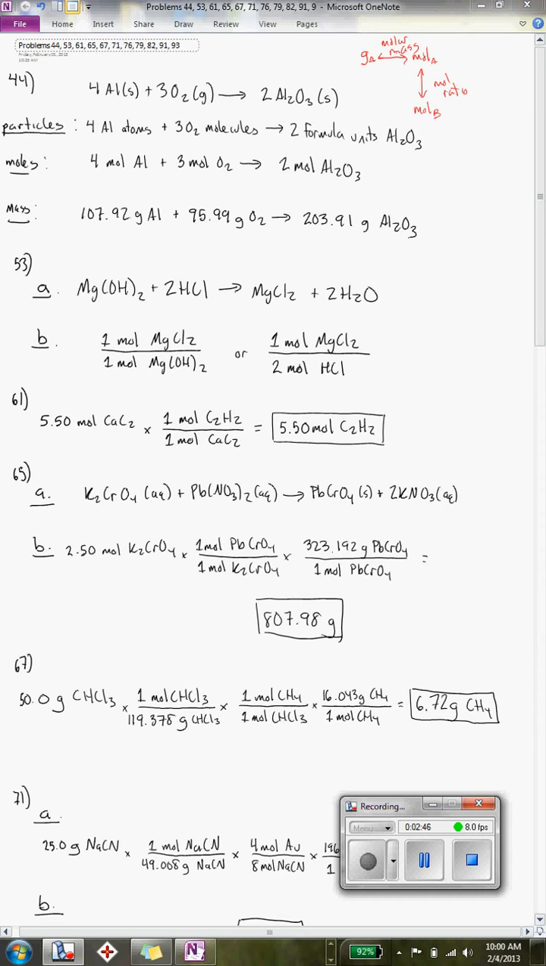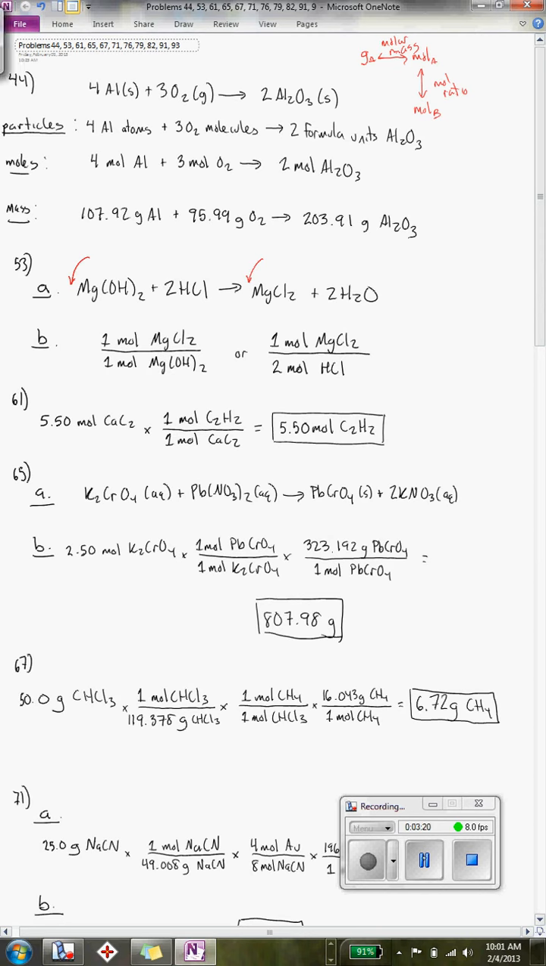So if we want to go from magnesium hydroxide to magnesium chloride, we look at the coefficients of those 2 substances. So here, magnesium hydroxide doesn't have a coefficient in front of it. Basically what that means is the coefficient is 1. It's the same case for magnesium chloride. That being said, the mole ratio then is 1 mole of MgCl2 per 1 mole of magnesium hydroxide. What that tells us is that each mole of magnesium hydroxide that gets consumed will produce 1 mole of magnesium chloride.